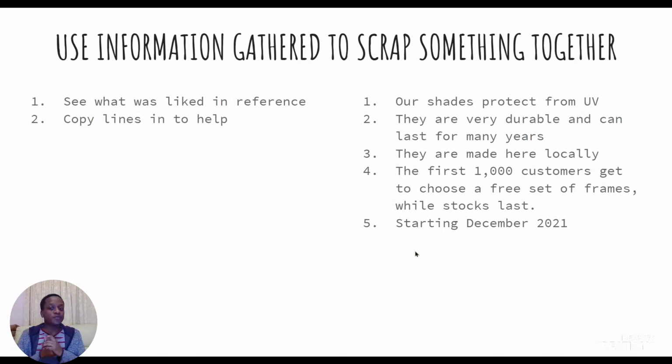So, use information you've gathered to scrap something together. This would be in a brainstorm. If you have guys in your office or in the room that you can talk to and brainstorm, give them an idea of what your list of talking points is, show it to your friends, and see how they feel about all these different things.